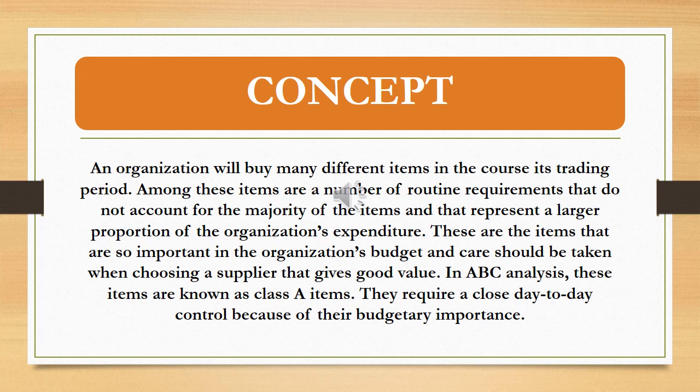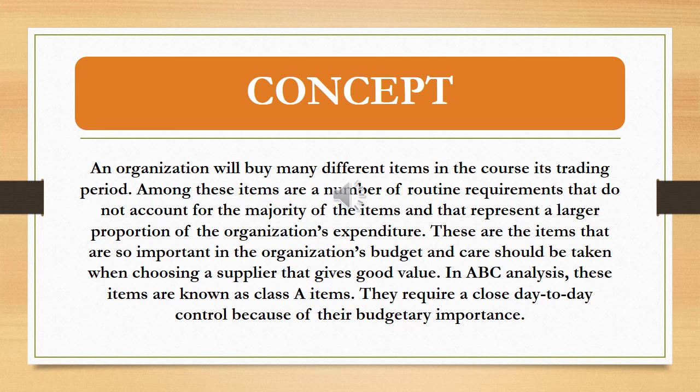They account for a small proportion of the organization expenditure. They also account for a larger proportion of inventory in the warehouse. Yes, these items are so many, but their value is very small. Their value and expenditure and budgeting. That is what we call class C items.